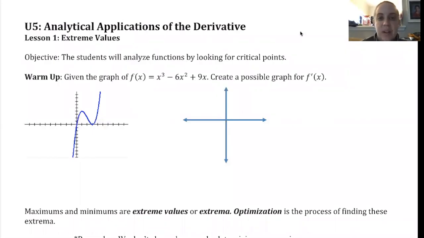Hey, how's everybody doing? Today we begin Unit 5, Analytical Applications of the Derivative. So we're stepping away from some of those real world context problems, and now we're looking at, hey, what kind of advanced algebra and more calculus can I do with them?